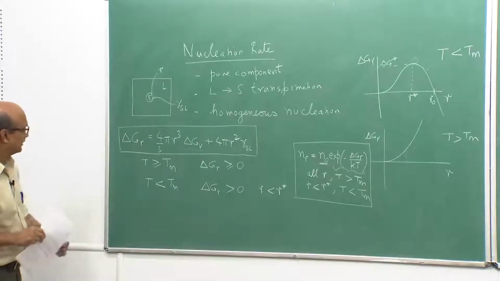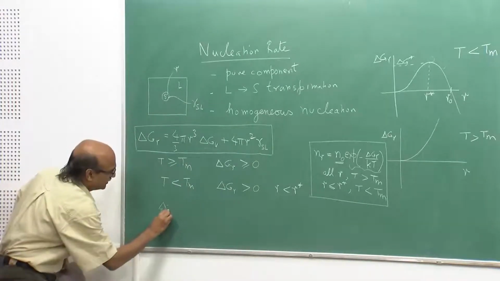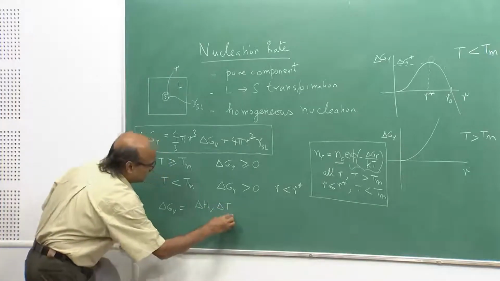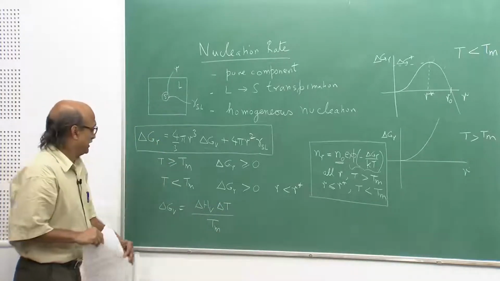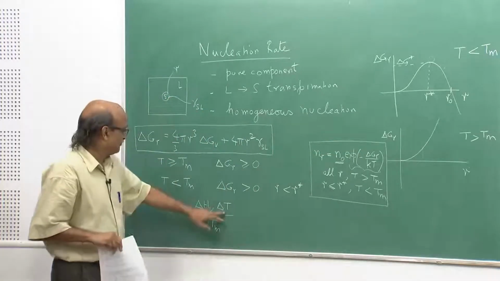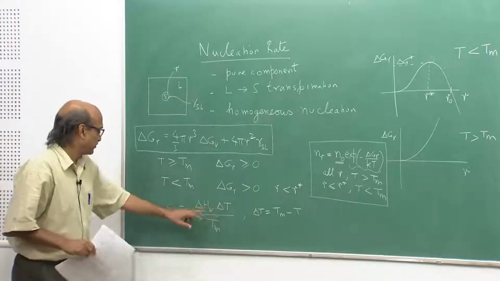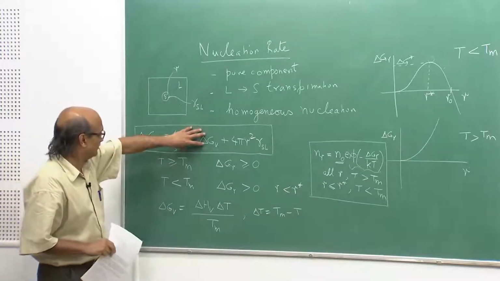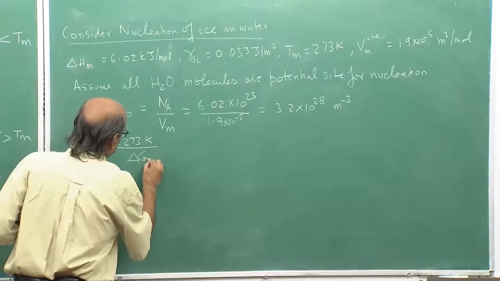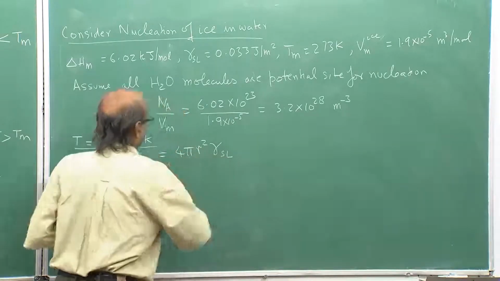but at the melting point, delta GV would be 0. Remember that delta GV is the change in enthalpy per unit volume delta HV multiplied by delta T divided by Tm. Since we are going to look at nucleation at the melting point itself, 273 K, delta T, which is Tm minus T, is 0, therefore delta GV would be 0. So this term we need not consider, and I can write delta GR to be equal to simply 4 pi r square gamma SL.